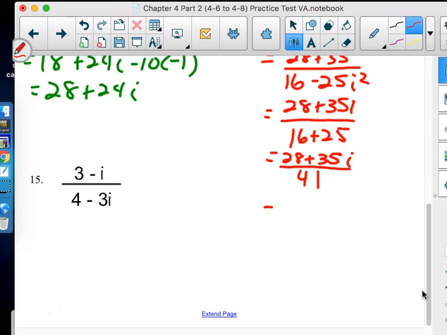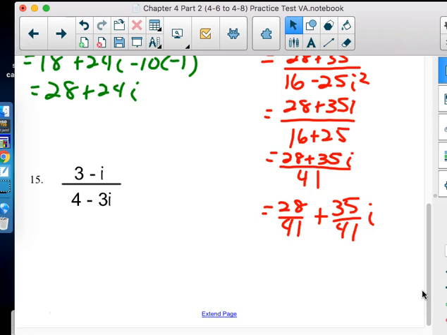28 over 41 plus 35 over 41 i. 41, that's kind of a nasty number. Are we going to be able to reduce either one of those? That's done. Okay. Last one. Take a look at 15. Thoughts?